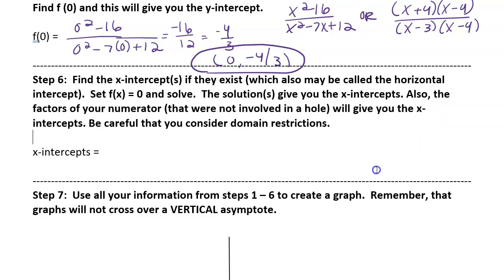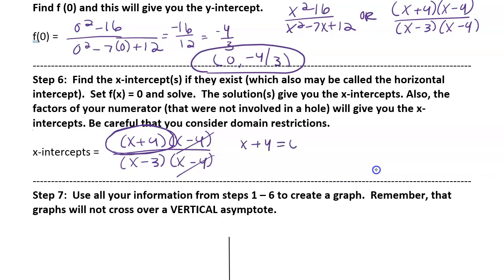So if you look back to our factored version of the function, we had the x minus 4s. Those were involved in the hole, so we're not going to worry about that. This is the other factor in the numerator, and since that was not involved in a hole, we can use it to find our x-intercept. So we say x plus 4 equals 0, and x equals negative 4. That will be an x-intercept, so we'll write that as an xy point.